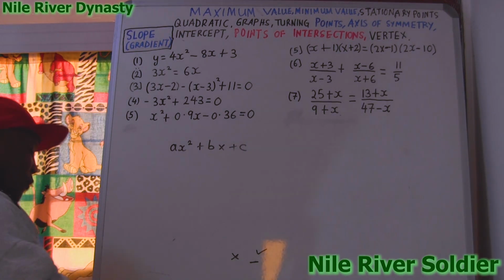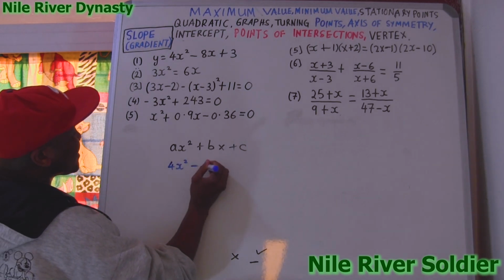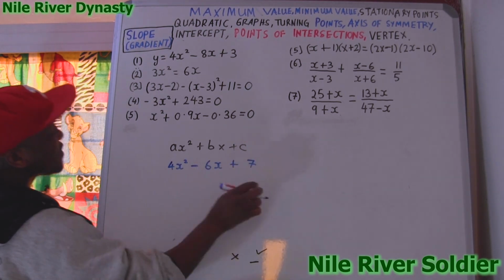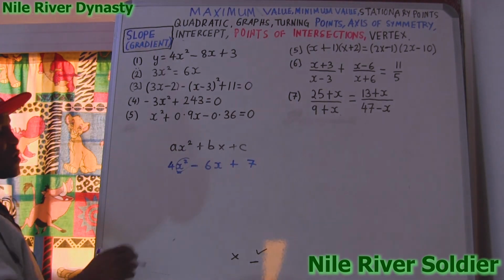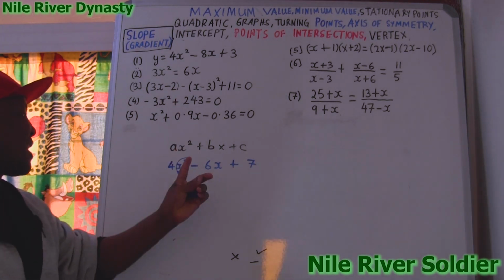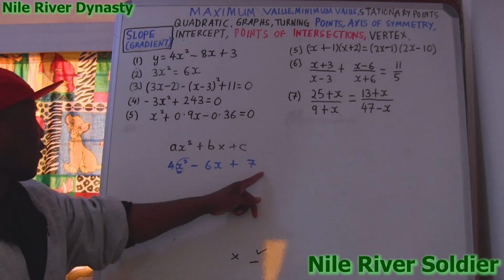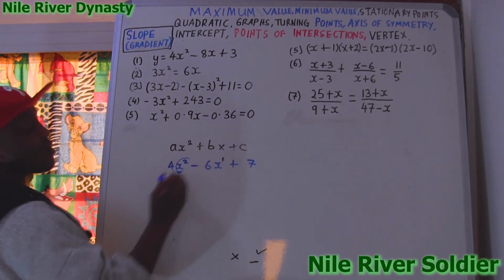For example, if somebody gives you, let's say, 4x squared minus 6x plus 7, this is quadratic. Why? Because x has a degree of 2. Since this has a degree of 2, it's quadratic. It should not be degree 1 or degree 3. The maximum degree of x is 2. This is power 1, but this is power 2. So it means this is quadratic.